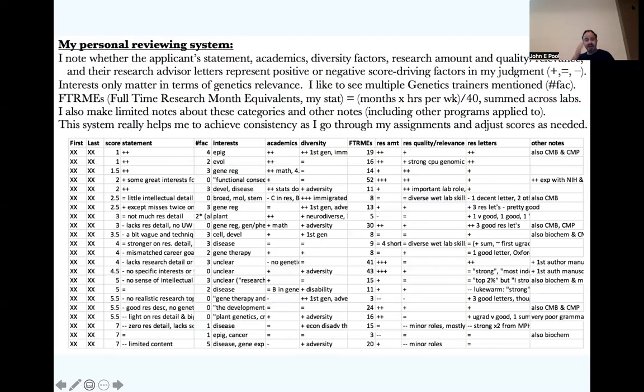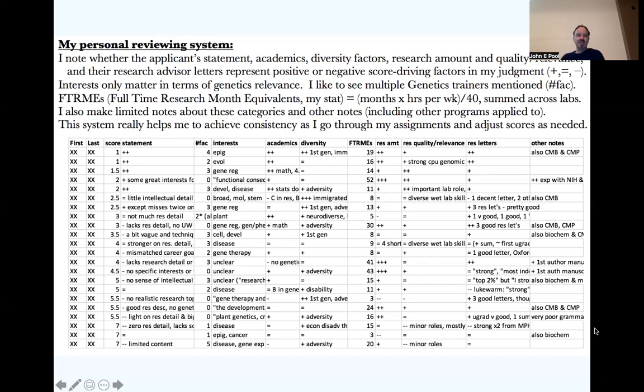This is actually a glimpse of my own note-taking from looking at a set of applicants that I was assigned to review. You can see, obviously, I took out the names. And you could see how I scored them. So you've got this whole range between 1 and 7, where 1 is the best.